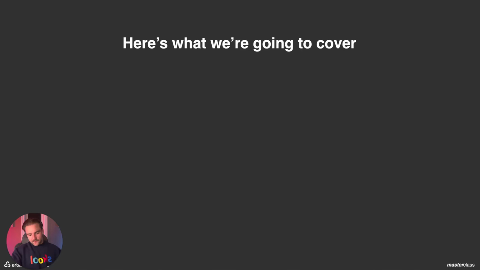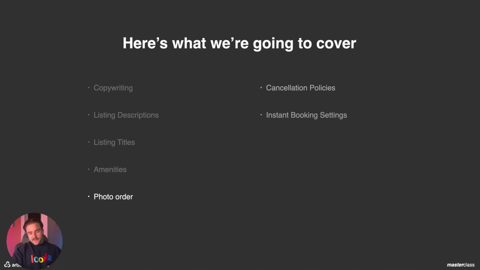So here's what we're going to cover: copywriting, listing descriptions, listing titles, amenities, photo order, cancellation policies, instant booking settings, cleaning fees and pet fees, understanding the Airbnb algorithm, and then at the end, I'm just going to go through a new listing setup with you so you can see firsthand. This one's a jam-packed video, but don't worry, I'm going to lay everything out for you as simply as possible. All you have to do is go through this video. When it's time to actually list your Airbnb, just go through the video one more time, and that's it. You'll be good to go.